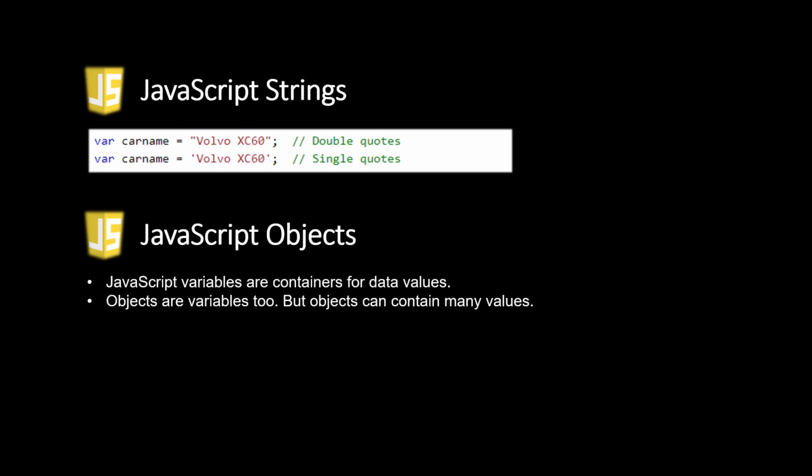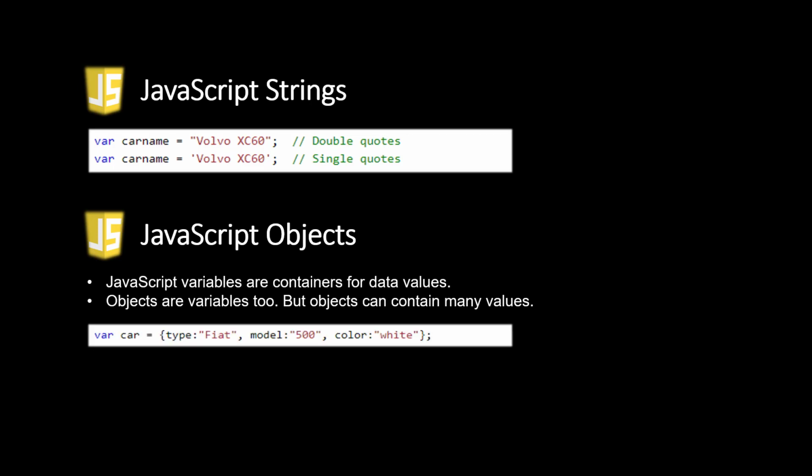JavaScript objects. JavaScript variables are containers for data values. Objects are variables too, but objects can contain many values. Here you can see type, model 500, color, white. We have different values in one variable with the name of object.